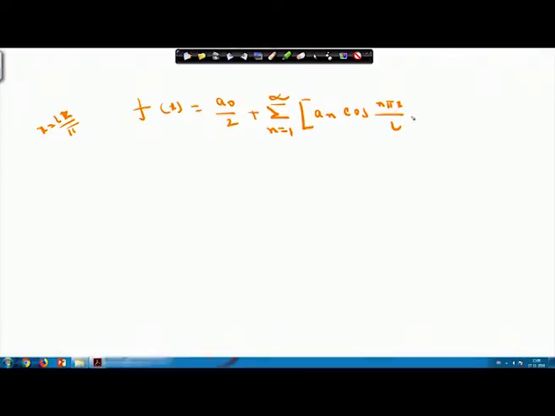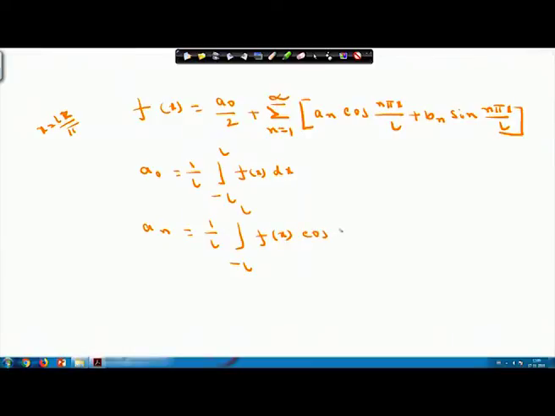So, I am substituting this plus b n into sine of n pi x by L, where a naught will be equal to 1 by L. Now, the limit will be changing, it will be now again from minus L to L, f x dx. a n equals 1 by L, minus L to L, f x into cos of n pi x by L dx, and b n will be equal to 1 by L, minus L to L, f x into sine of n pi x by L.